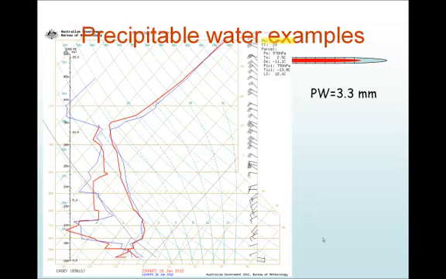If we compare and contrast that to a sonde from Casey in Antarctica, you can see both the temperature and the dew point profile are well to the left of the diagram. And the surface dew point is about -9 degrees Celsius. And so the corresponding mixing ratio is very small. You can see that's about 2 grams per kilogram at the surface. And so when you integrate that through depth, for this particular profile, we get a precipitable water value of 3.3 millimetres, which is very low indeed. So there's not much risk of a high-end rainfall event here. Conditions are very dry.